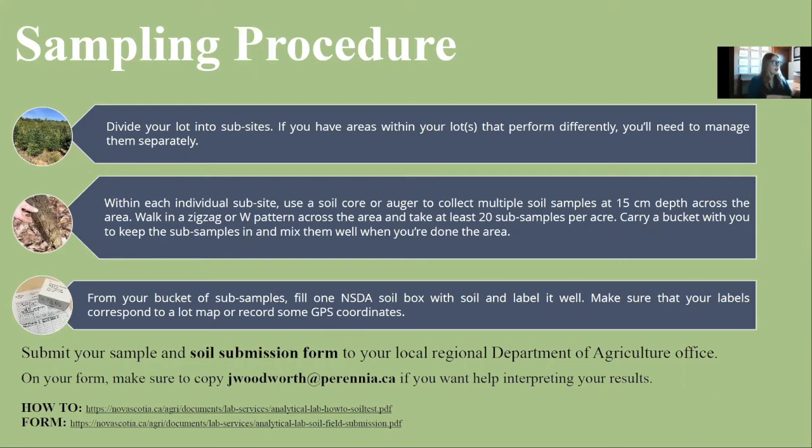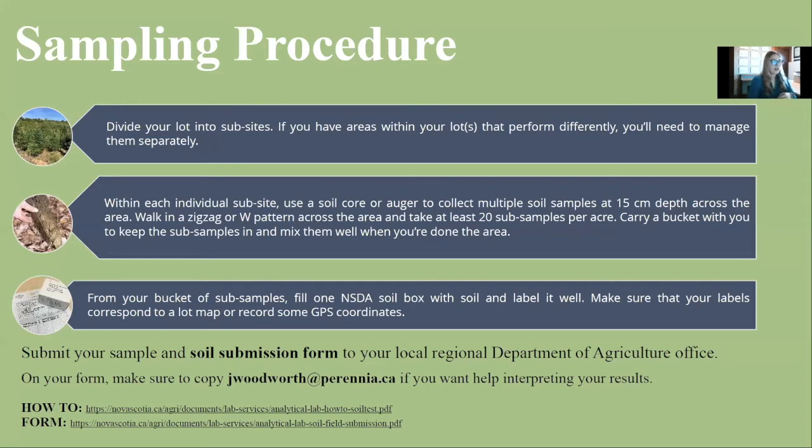The first step of that, I've got this broken into 3 little steps here, is to divide your lot into subsites. If you look at that soil map, for example, and you see you've got 2 different soil types that border each other on your lot, or if you have a really high site and a really low site, or a site where a lot of trees aren't doing so well, then there's probably a reason for that. So you're going to want to divide that up into subsites and take separate soil samples to get an indication of what's happening.